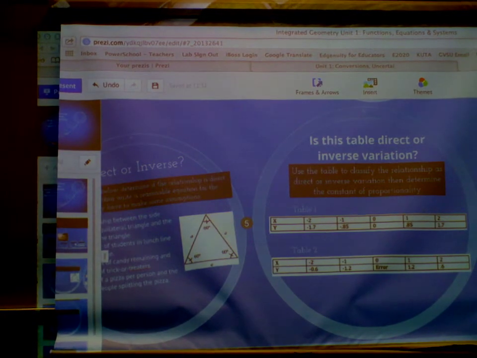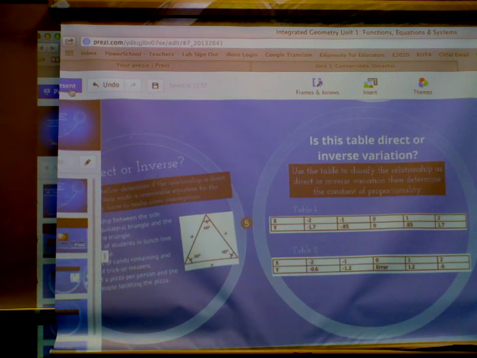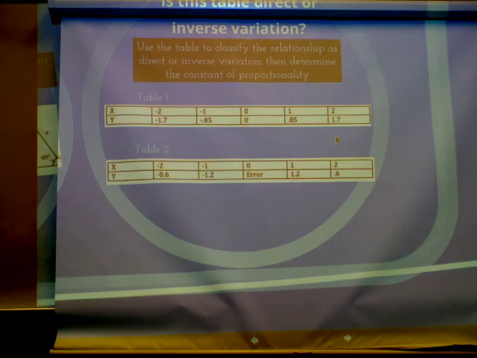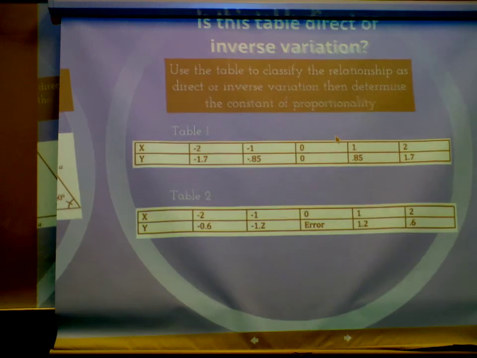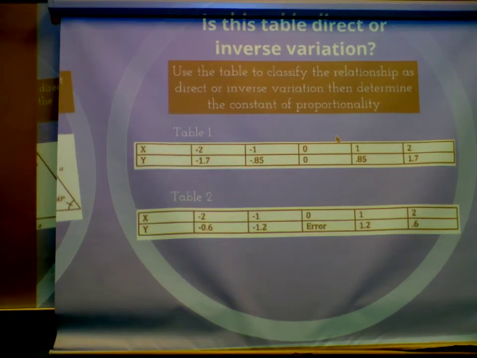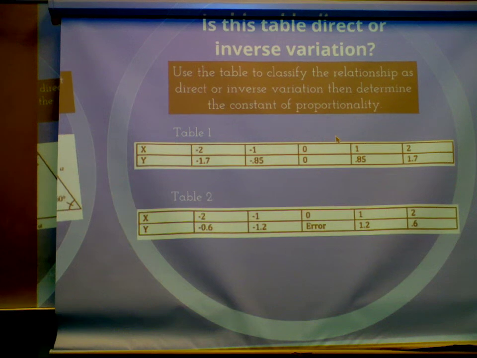All right, guys. So you have a table. It looks like this one right here. So we can go back to the full present. There we go. So your table looks like this one right here. Now, today we're going to focus on how to take a table and figure out if we have direct or inverse variation.